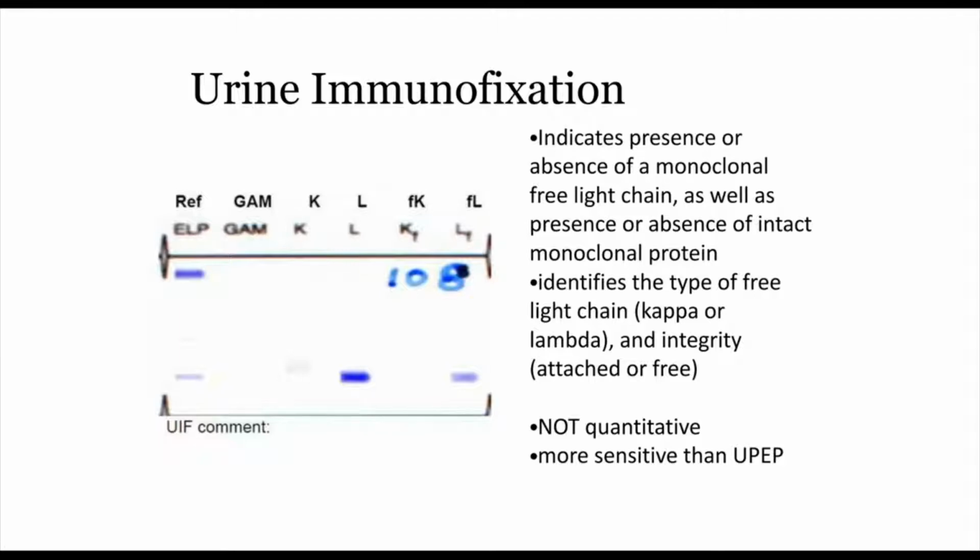It is, however, due to the fact that it is an immunoassay, more sensitive in its ability to detect free light chains in urine compared to a simple urine electrophoresis. Urine immunofixation, however, also has the same limitations that urine protein electrophoresis does, in that it also requires a 24-hour urine collection.